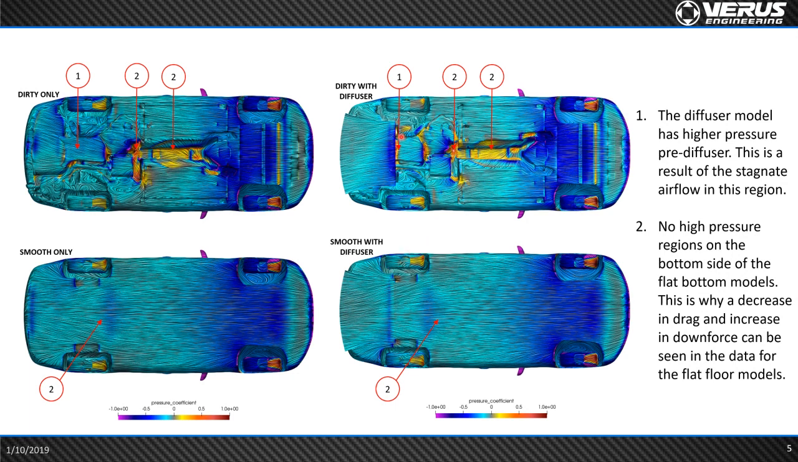You can see one big area. A lot of people say, well, if you have the diffuser hanging down, it creates drag because you get a high pressure on that front section, which, yes, is true. You do get a high pressure, as can be seen right here in number 1, but that doesn't necessarily mean overall it's going to hurt the performance. The region of high pressure is about the same in this area as it is with the dirty floor.